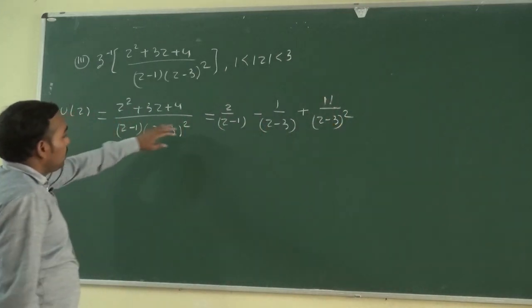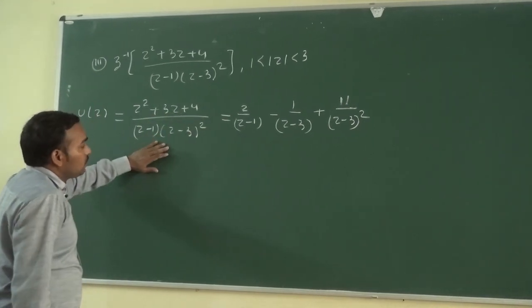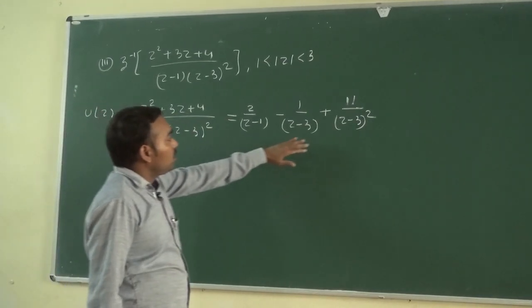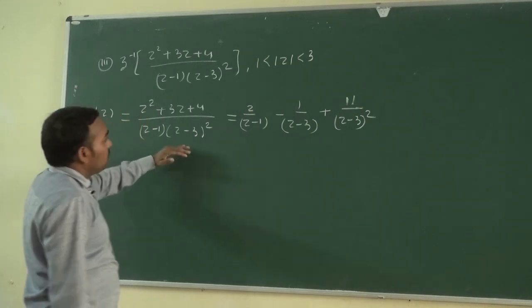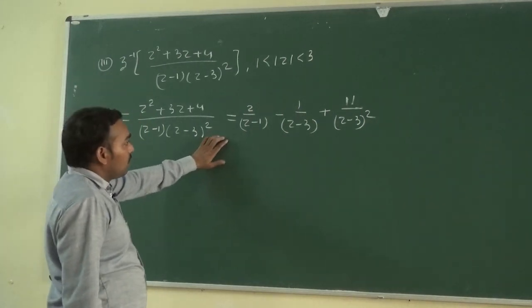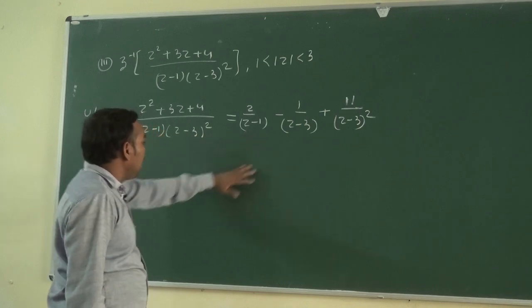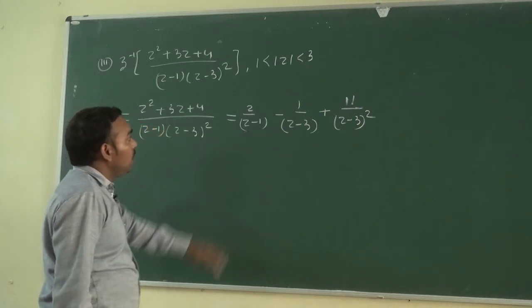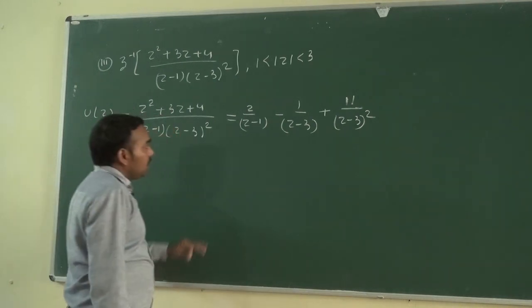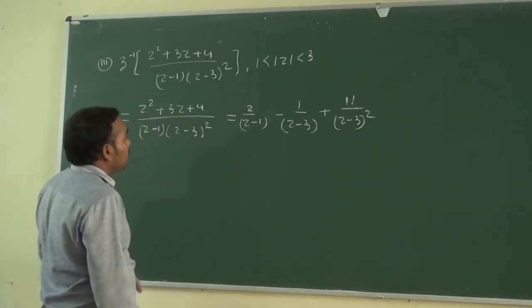Means this is the partial fraction of this one. If you want to find it, you can find it with the help of previous lectures on how to find the partial fraction, or you can use any other method. All these expressions are done by partial fraction.